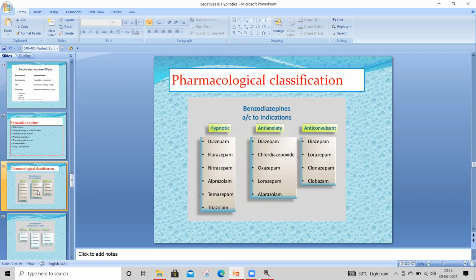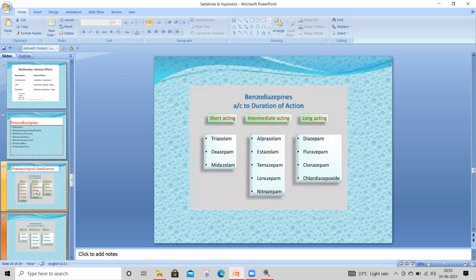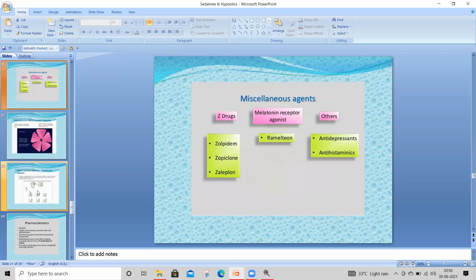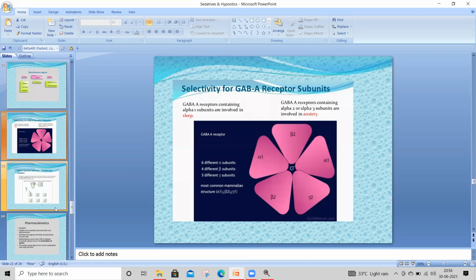In uses, you can write that benzodiazepine has sedative hypnotic activity; examples are diazepam, flurazepam. Second, benzodiazepine has anti-anxiety activity; examples are diazepam, oxazepam. And third, you can write benzodiazepine has anticonvulsant activity. You can write the examples also. Here it is also important: the short-acting benzodiazepines, long-acting benzodiazepines, and intermediate-acting benzodiazepines. These all. And this is the GABA receptor.